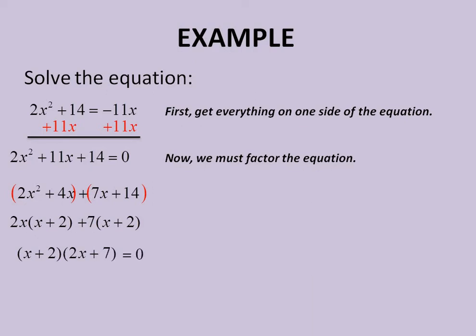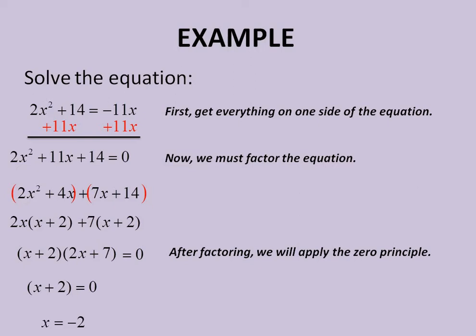And again, we're going to have that equal to 0, and we're going to apply the 0 principle, which means, again, we're going to take x plus 2 and set it equal to 0. Well, when x plus 2 equals 0, we can solve that pretty simply by subtracting 2 over, and we get x is equal to negative 2. The next one is going to take the 2x plus 7 and set it equal to 0. Now, that's a little bit more complicated to solve, but we would subtract 7 over, and then we would divide by 2, and that's going to give us negative 7 halves.